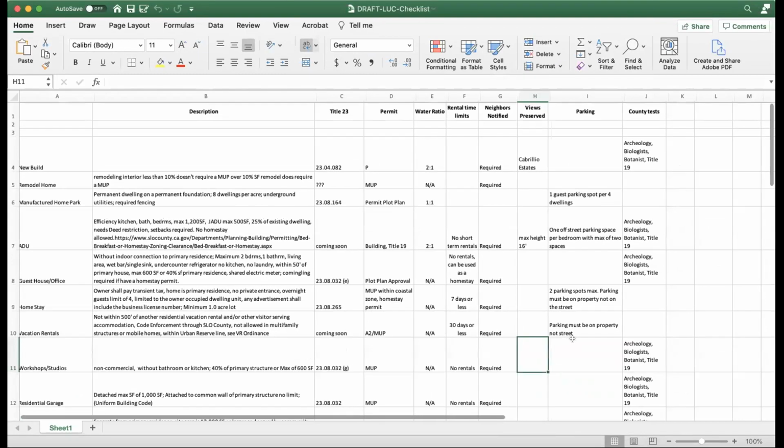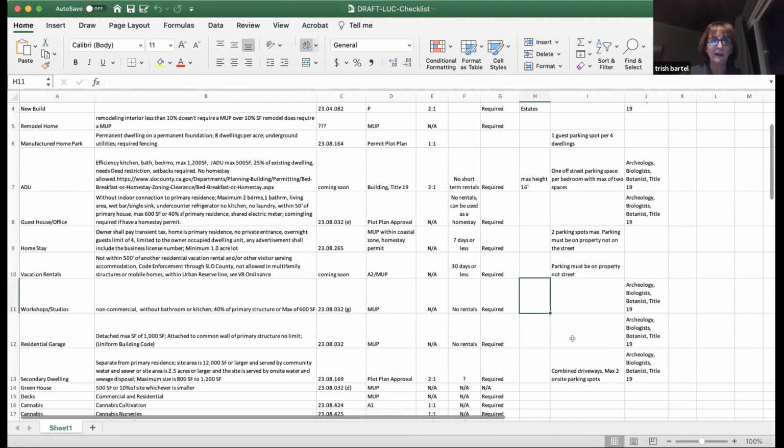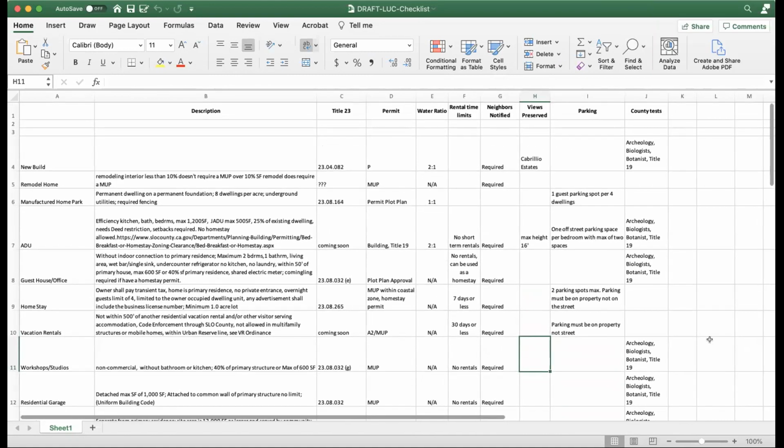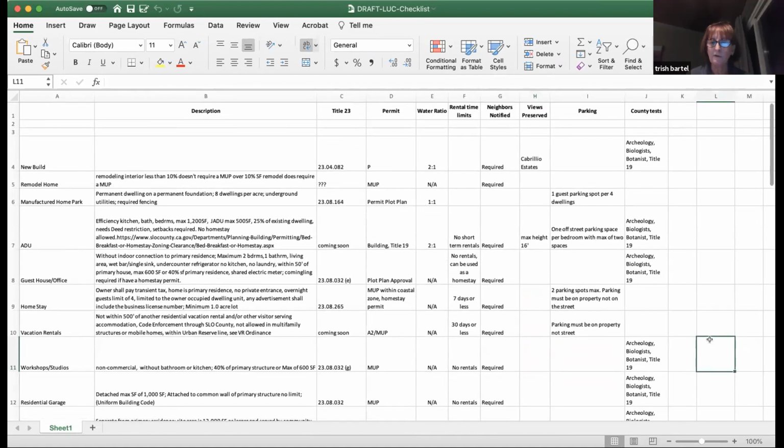So it's just a tool that I thought this group could use so that when we're at meetings and we have someone telling us one thing, we can take a look at that and say, well, we may need to do a little bit more research on it before we approve it because you're saying this and under Title 23, 23.08.this, it says that.